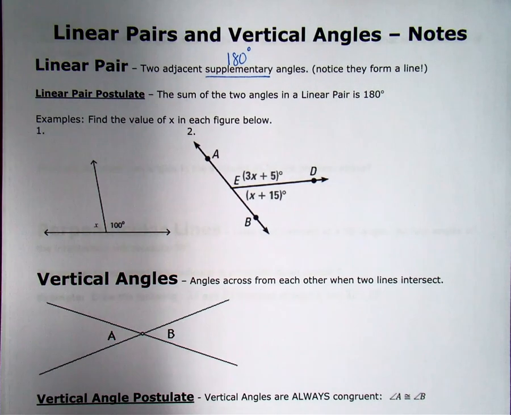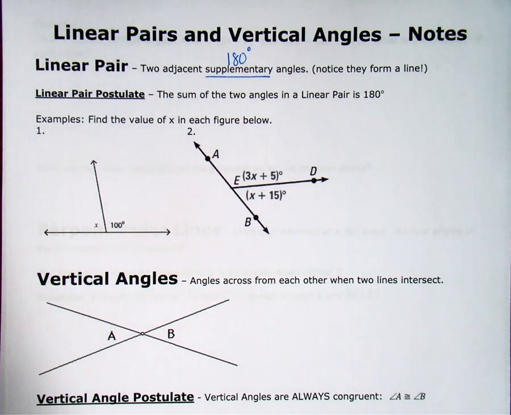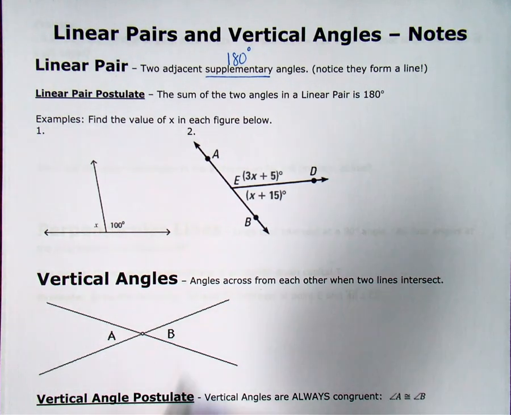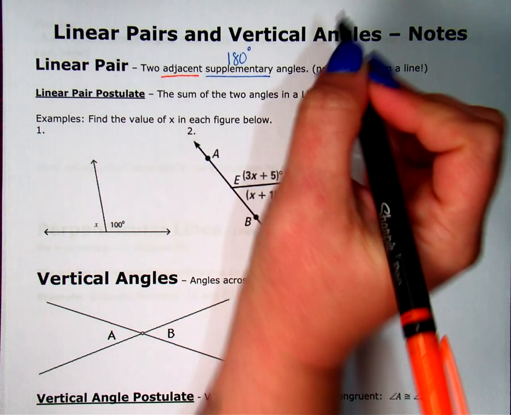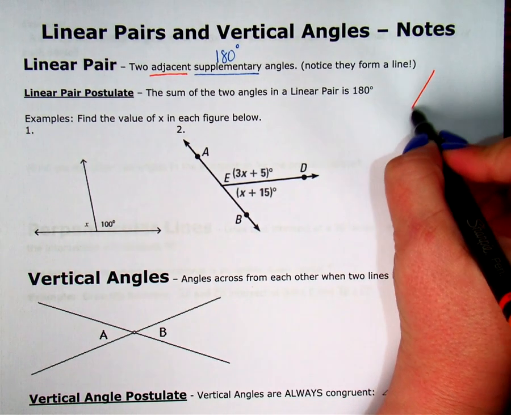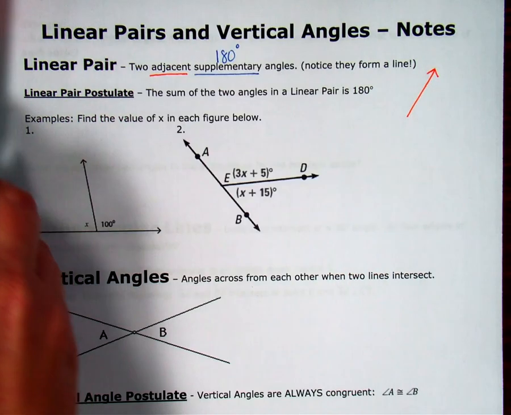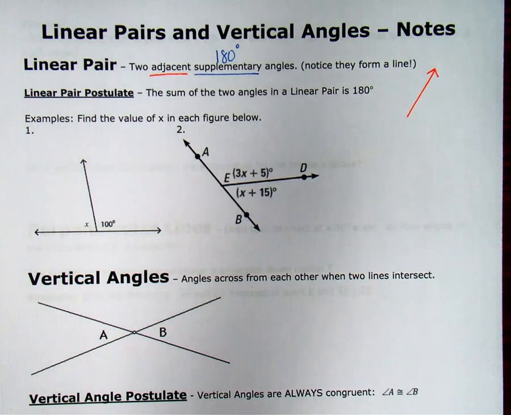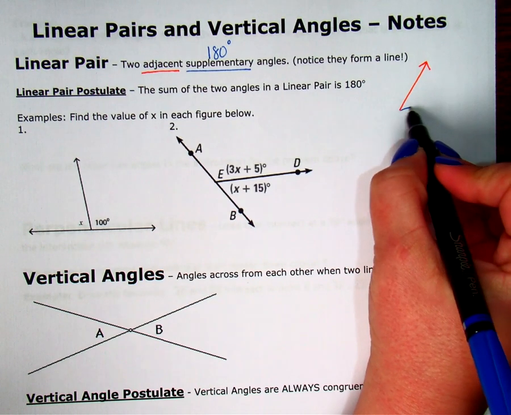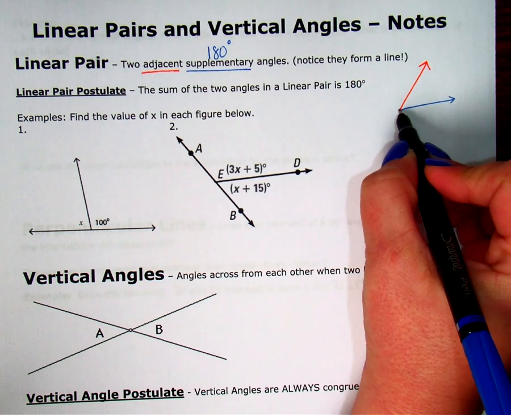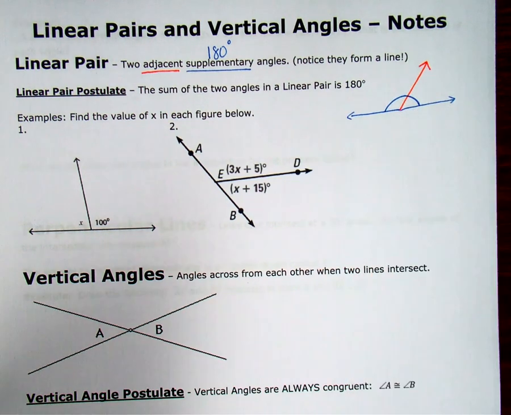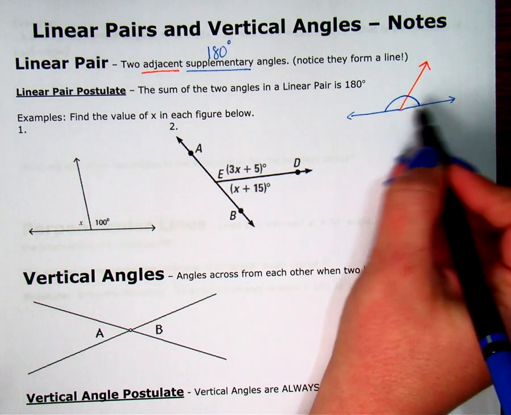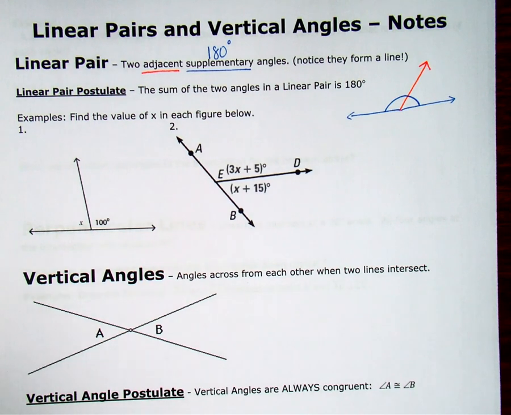And if they're adjacent, that means they're going to be next to each other, sharing a ray and a vertex. So adjacent means they have to share that vertex, and then they're also going to add up to 180 degrees. So if I take this angle here and the one next to it, together they're going to make what looks like a line along one side, one edge.